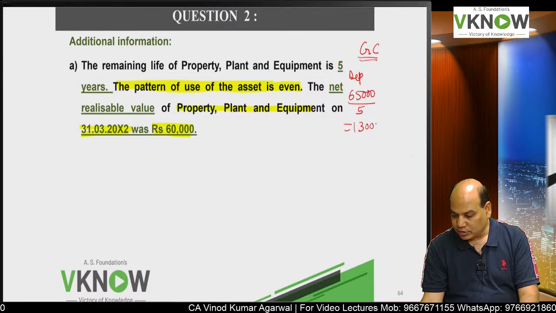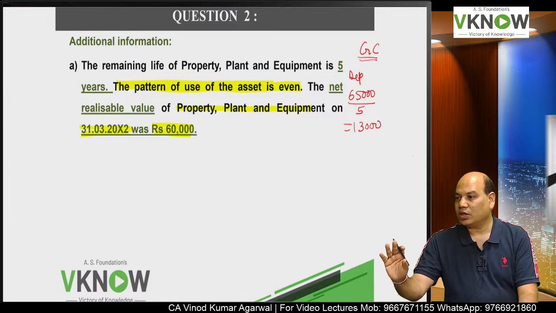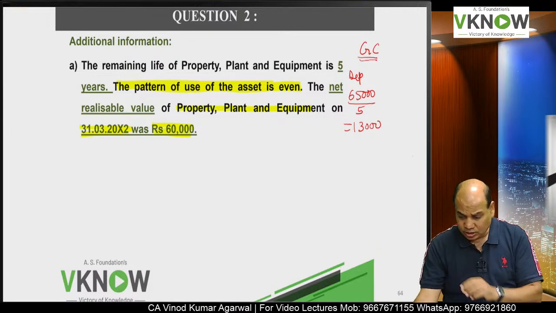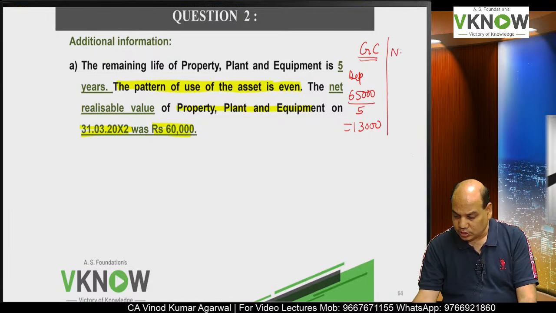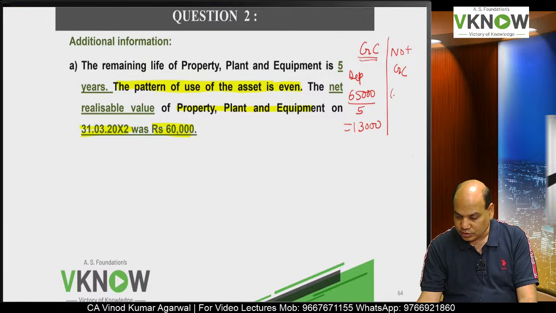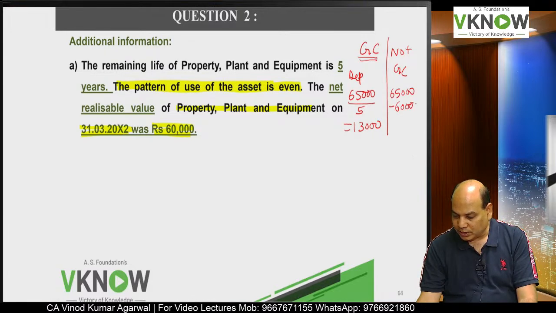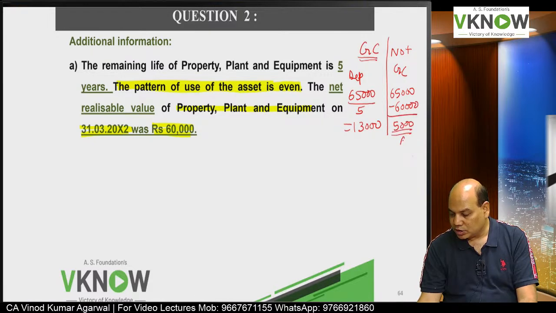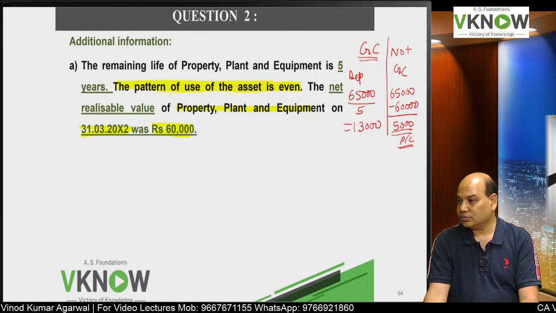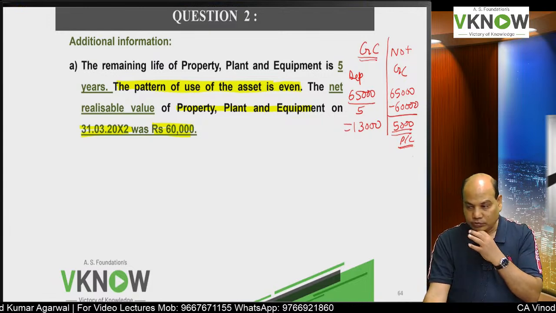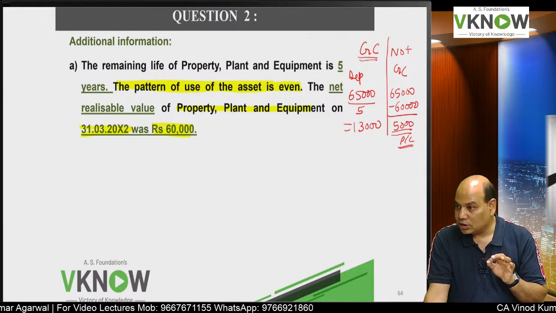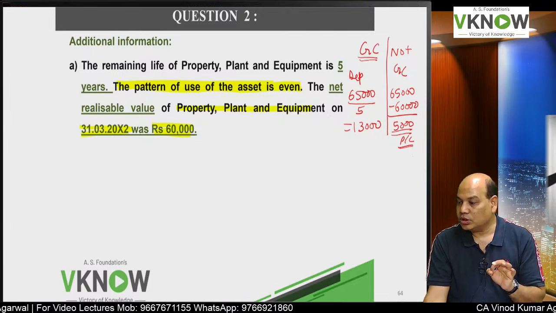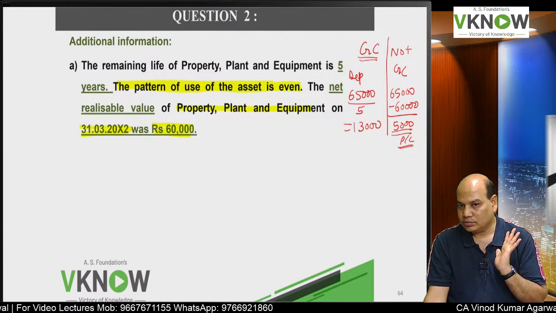So in case if it is a going concern, I will apply normal accounting rules. But if it is not going concern, then I will take 65,000, I will keep 60,000 in the balance sheet, and I will transfer 5,000 rupees in the P&L account. So the depreciation in going concern will be 13,000 and non-going concern will be 5,000. Very easy question.